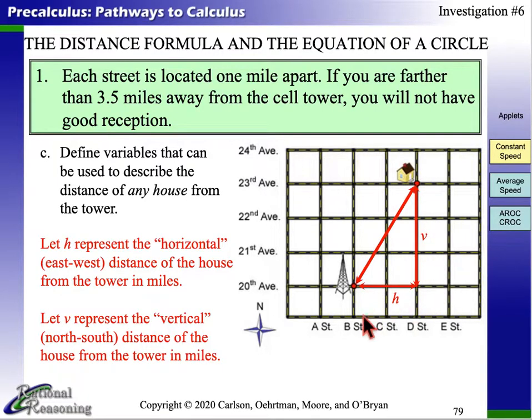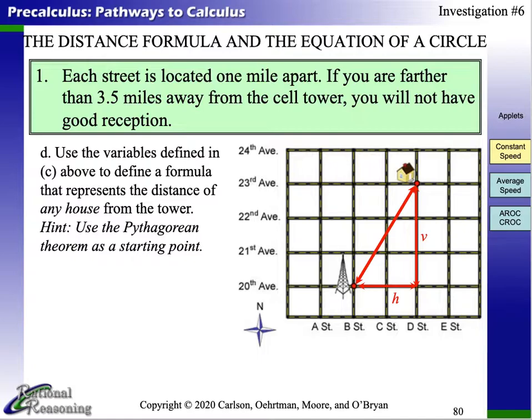And so we take our base and we call that the horizontal distance, and we take our vertical distance and we call that V. And what we're going to see is that once we calculate H and V, we square them, add them together, and take the square root, and that will give us our distance using the Pythagorean theorem.